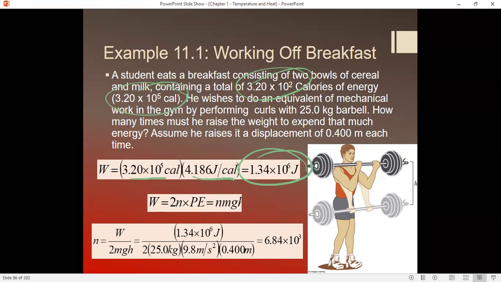That will be equal to 2n, positive rep, negative rep, n is the number of total reps, times the potential energy, okay? So n times mgh. We want to solve for the number of reps he's got to do, and he's going to be disappointed. 6.84 thousand reps he's got to do. I don't know if you've ever done arm curls before, but you're not doing 6,840 reps. I don't care how little weight is there.